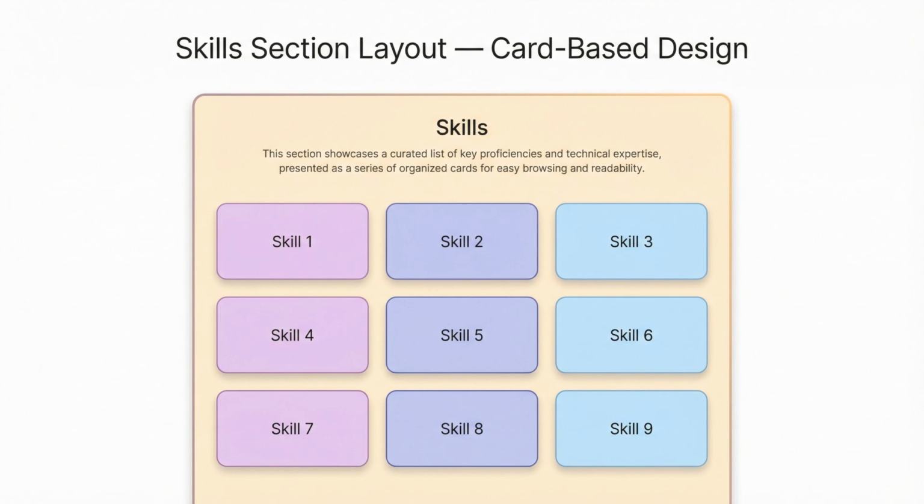Now the instructor moves on to building a skills section. The design shows a centered heading and paragraph at the top, followed by a collection of skill cards arranged in a multi-row layout. The goal is 3 cards per row. This is a very common portfolio section pattern: a title, a brief description, and then a visual grid of skills.